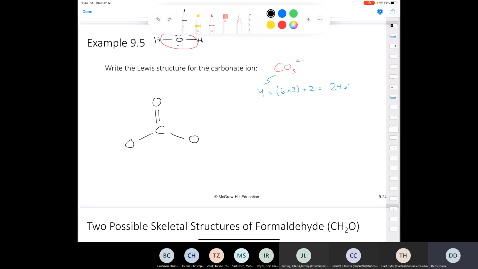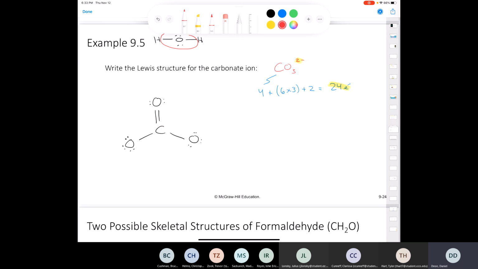Let's start filling up the octets of the oxygens. Now, this oxygen has an octet. 1, 2, 3, 4, 5, 6, 7, 8. And these oxygens have 1, 2, 3, 4, 5, 6, 7, 8. So everybody's got an octet. And I've accounted for all 24 electrons. The question then becomes, what about the 2 minus charge?